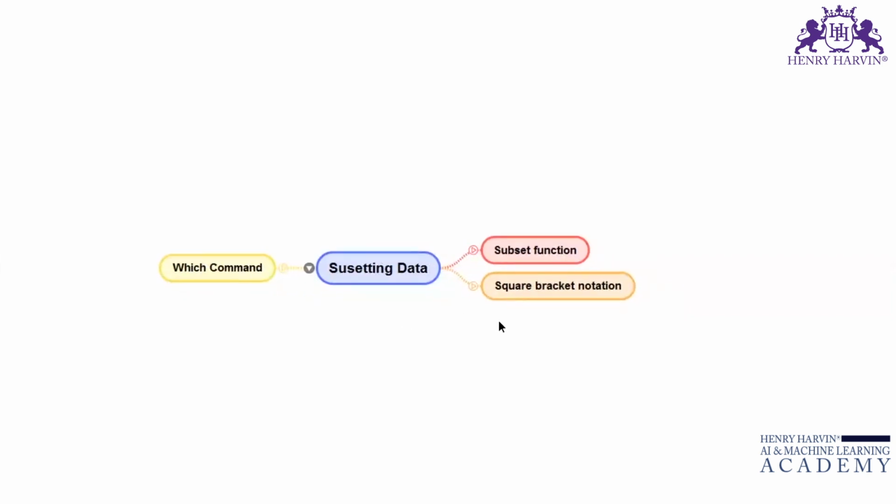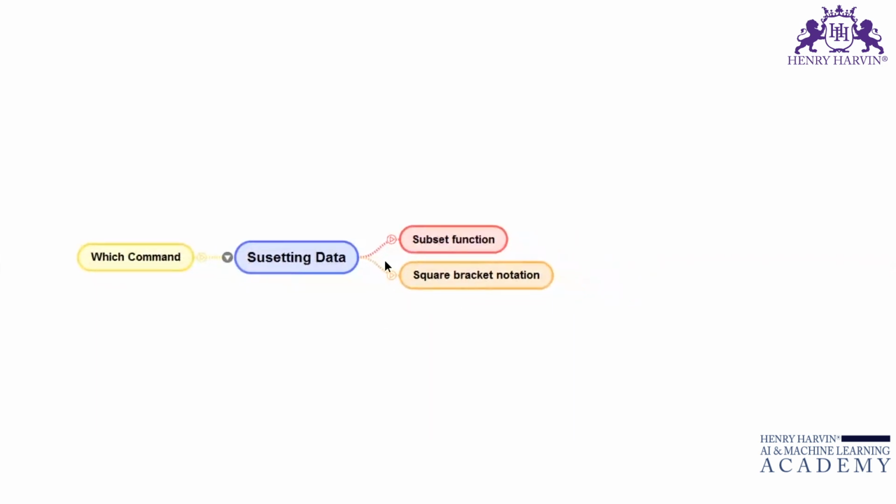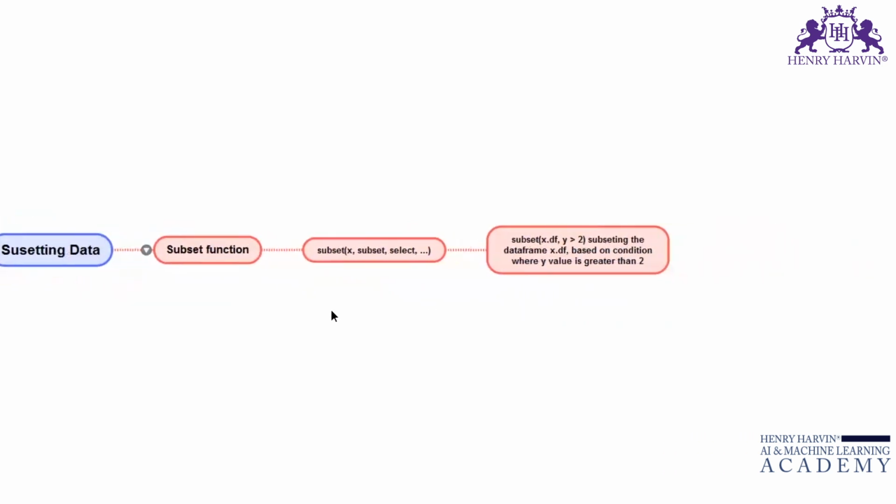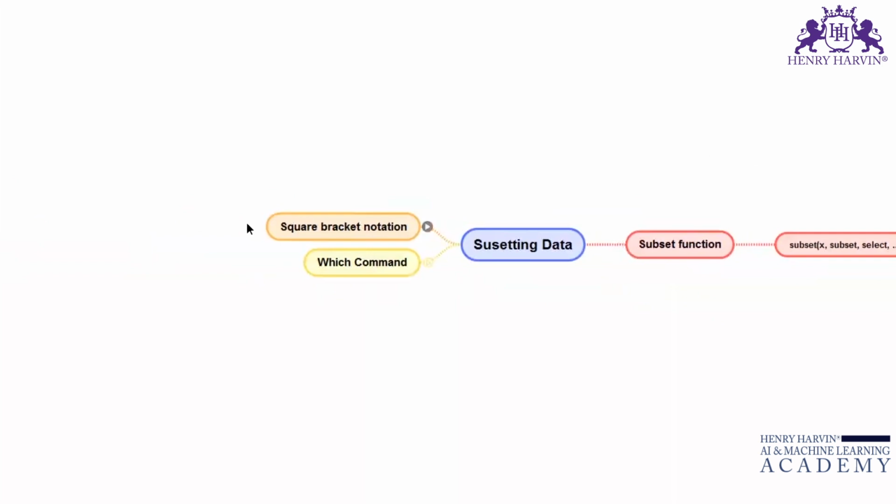We are using three methods here. First is the subset function, wherein I have taken the example of a data frame x.df. We are subsetting the data frame x.df based on the condition where the y value is greater than 2. Next we use square bracket notation.